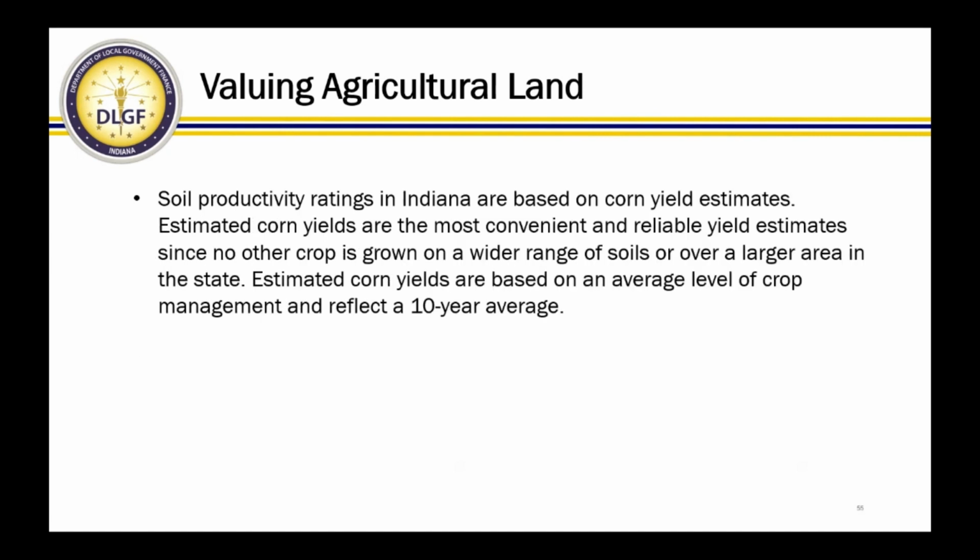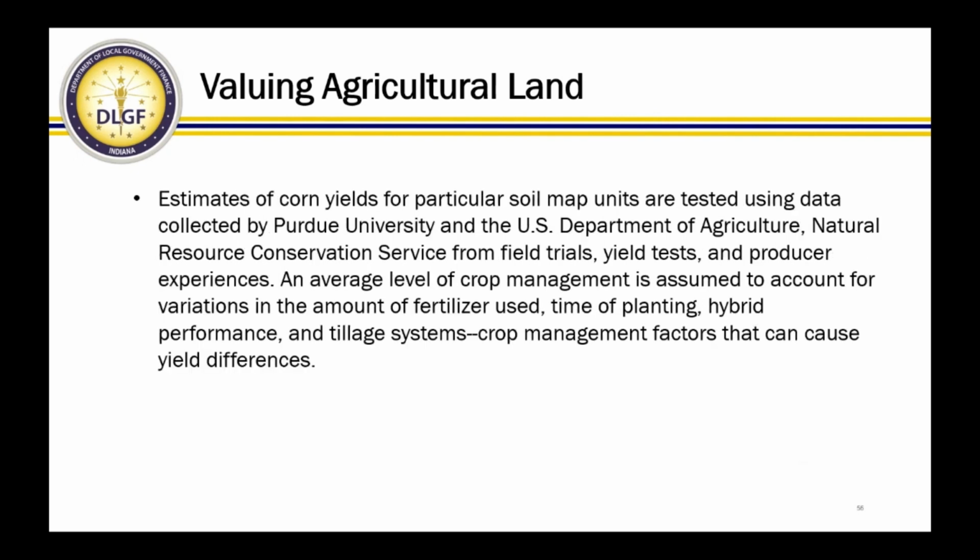The productivity factors are based on corn yield estimates. The reason for that is that corn is the major crop, or one of the major crops, grown throughout the state. And the corn yields are based on an average level of crop management. Certainly there can be discrepancies in crop management, but it also reflects a 10-year average. And that 10-year average will hopefully account for various aspects of the growing season, specifically the weather.